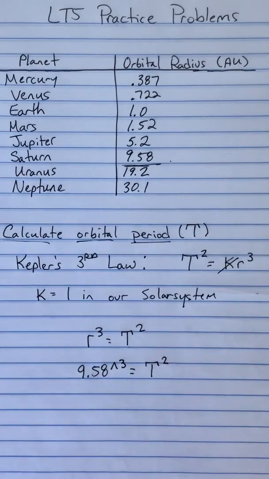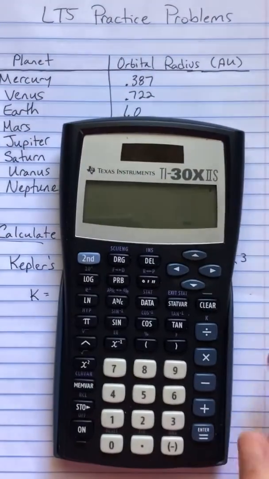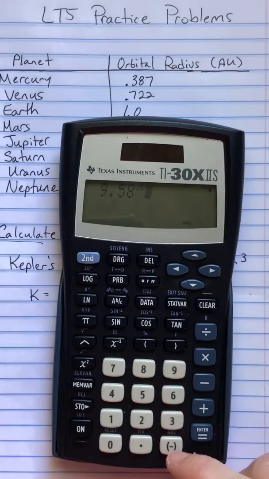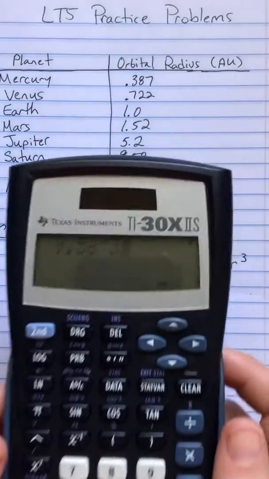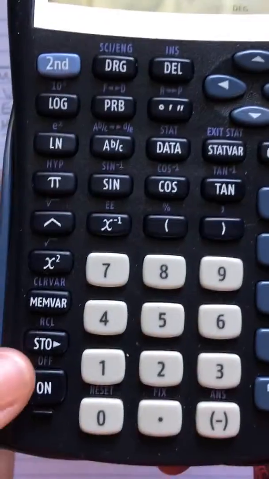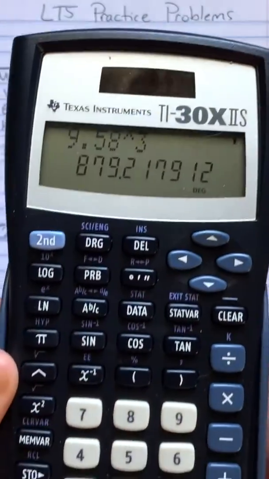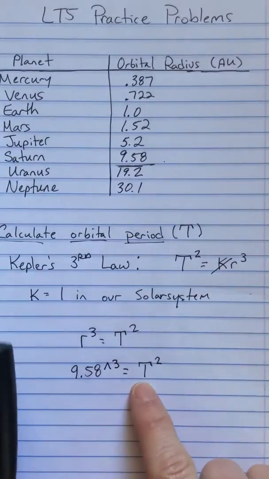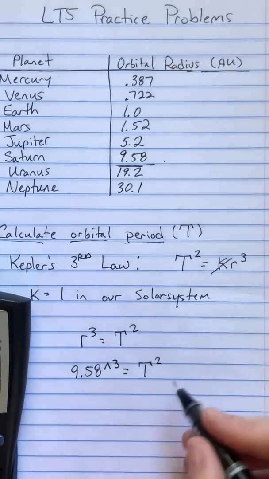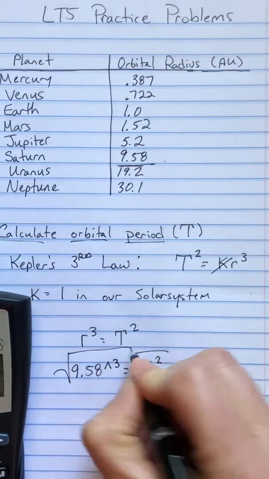And hold on, my calculator is in the other room. Alright, sorry about that. So, we're going to go 9.58 caret 3. No, not that, 3. So maybe you can see this, 9.58 caret 3. Hit enter. You get this big old number. So that big old number equals the period squared. So now all we do is take the square root of that answer.